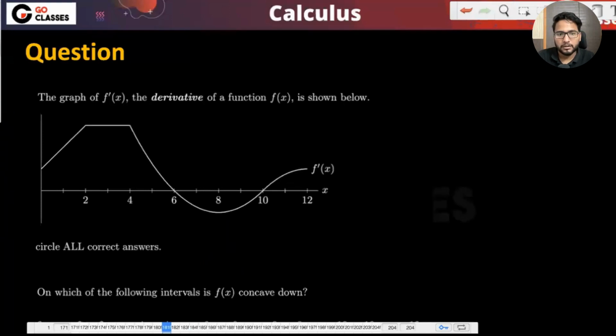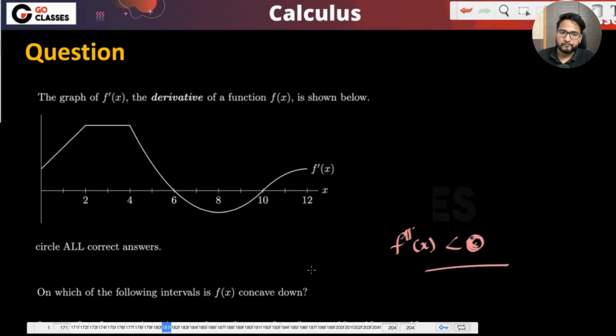Okay, cool. Let's see this. Now they're saying the graph of f dash x. So they have given the graph of f dash x. The derivative of f x is shown below. Circle all the intervals on which f x is concave down, which means f double dash x is less than 0. So on which of the following intervals is f double dash x less than 0? That's what they're asking.